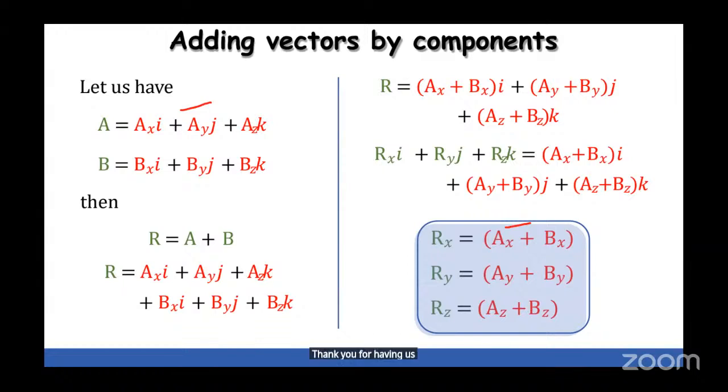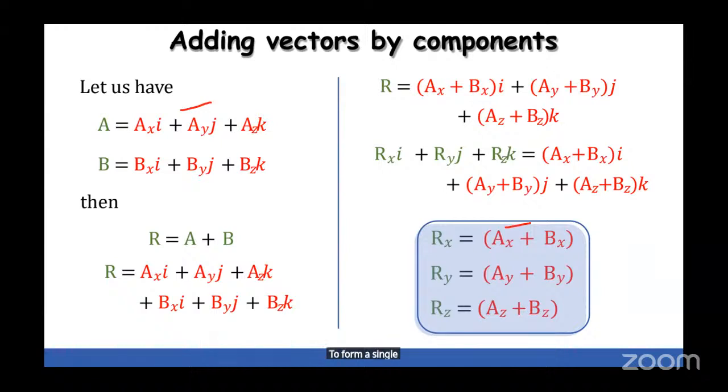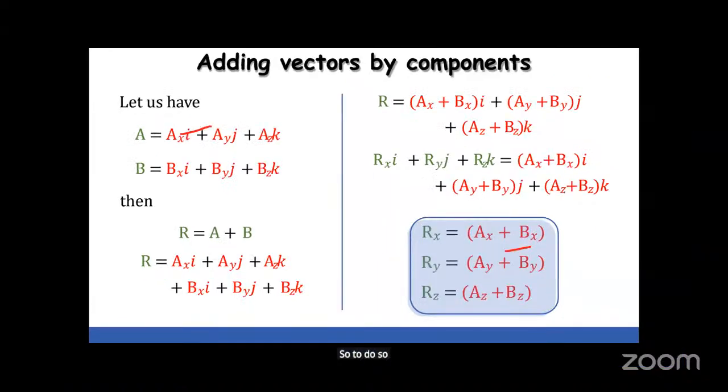So when you are given two or more vectors to add, you do so by adding them by component. So here we have vector A in 3 dimensions and vector B in 3 dimensions. And we are asked to add A and B to form a single resultant vector. To do so, we are going to add the components together.